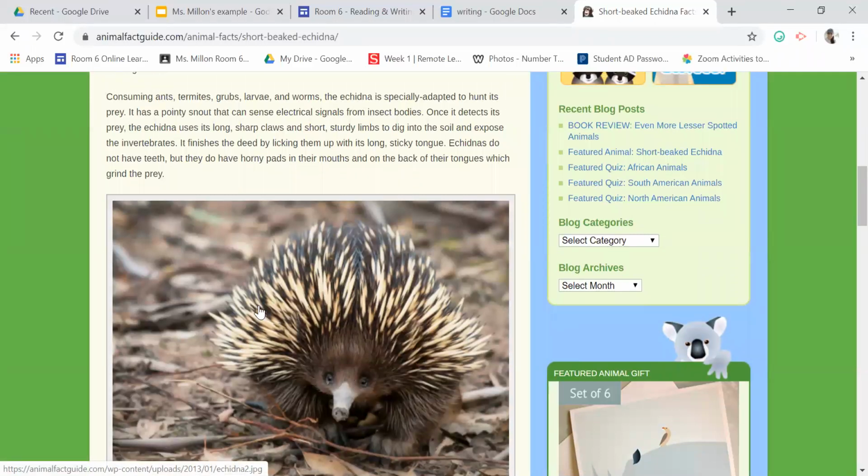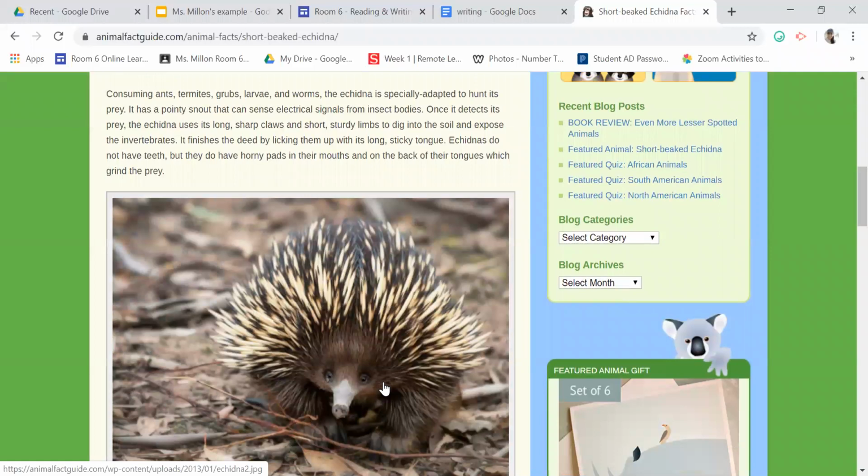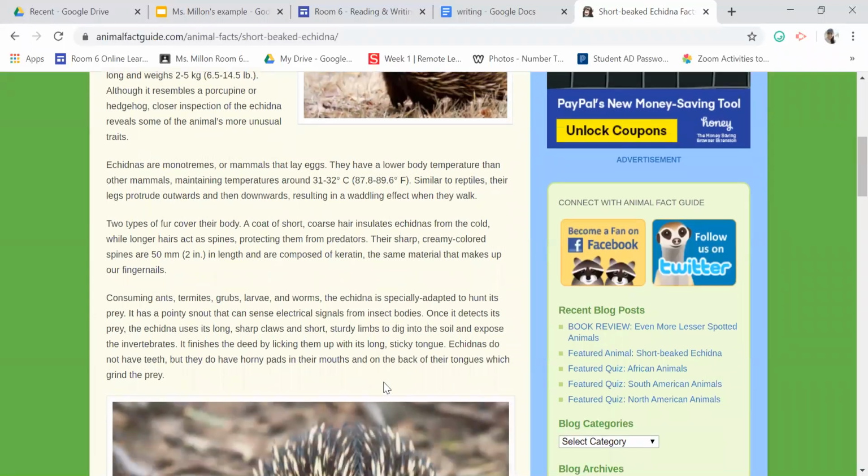They use them to protect themselves, and it's pretty obvious there that if an animal was to walk up to it, they would use that to help protect them and to help them survive. Okay, so as you guys are reading, what you want to do is think about what Miss Millon has been doing, stopping after each section and really asking yourselves those questions.